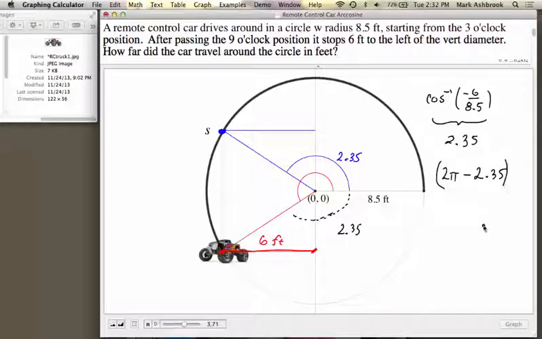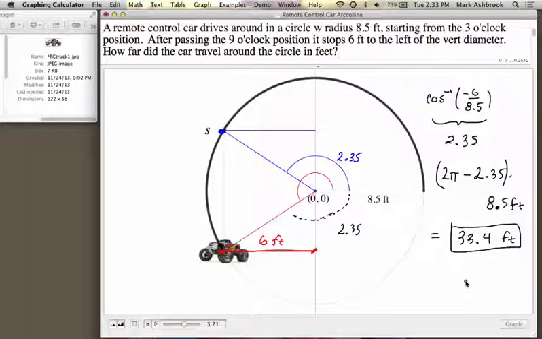in radians. And then we want arc length. So I'm going to do that times 8.5. Who's got it? Tell me what you got when you did that. 33. That's what I'm hearing. Is that right? Yep. Questions? Understand it. That's what we're doing.